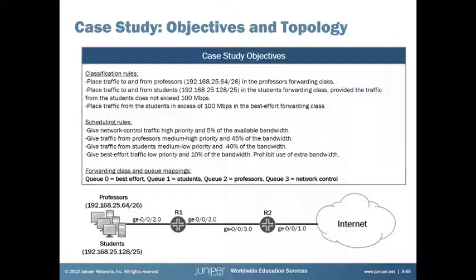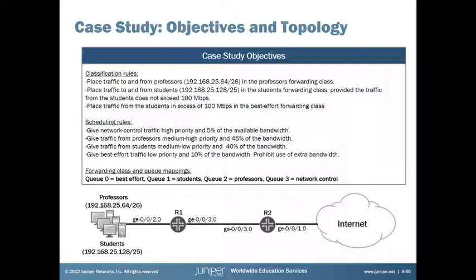So what that means is that even though the other traffic classes are not using all their available bandwidth, we're still not going to let best effort use any of that other unused bandwidth. We're going to limit it down to 10% no matter what.